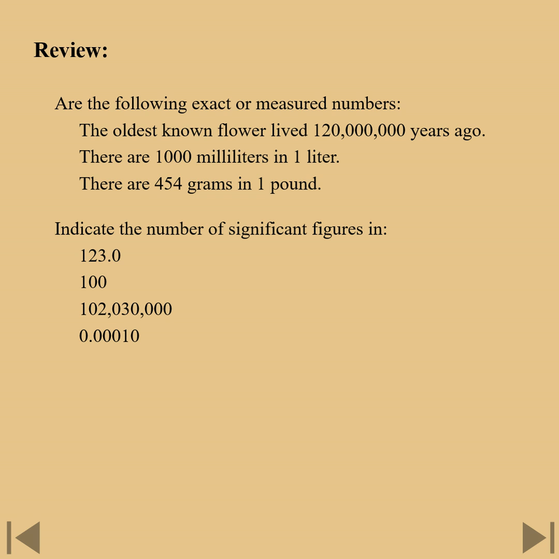Okay, and in 0.00010, we have how many significant figures? 2. The first zeros are not significant, the one at the end is. So 4 significant figures for 123.0, 1 for the 100, 5 for the 102,030,000, and 2 for the 0.00010.